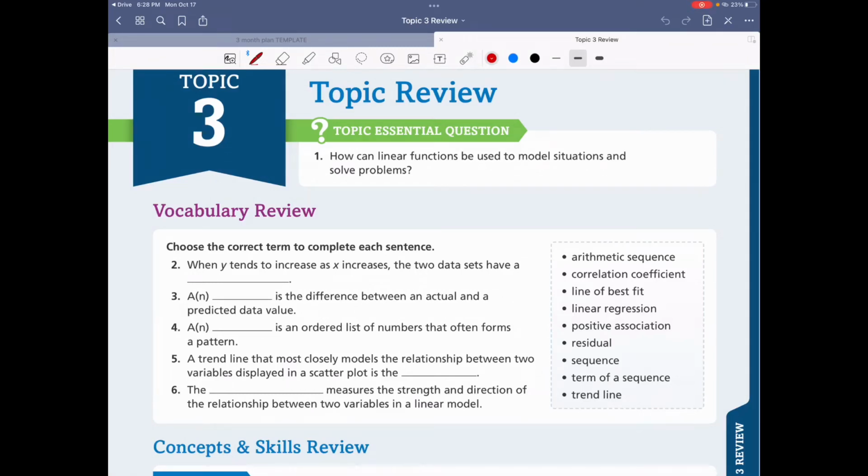This is Topic 3 review for Algebra 1. How can linear functions be used to model situations and solve problems? Well, when we have bivariate data, we can graph it on a scatter plot. So bivariate data can be plotted on a scatter plot.